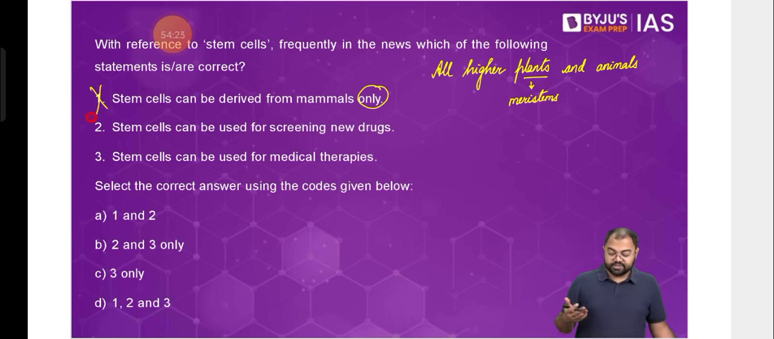So this is wrong. Stem cells can be used for screening new drugs. We discussed this, that when it comes to a new drug development or a vaccine development, there also stem cells can be used. We grow the tissue or the organ out of stem cell and we test the drugs on that. So that's a screening of drugs. Yes, stem cell can be used for medical therapies. That is why stem cell therapy. So obviously 3 is also correct. So the correct answer will be 2 and 3 only.